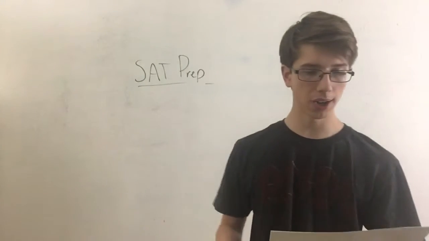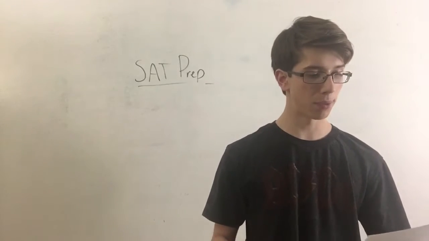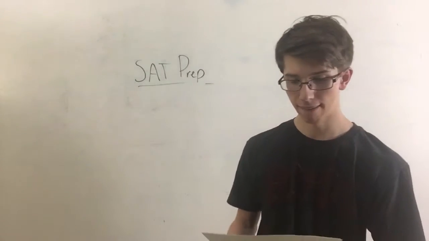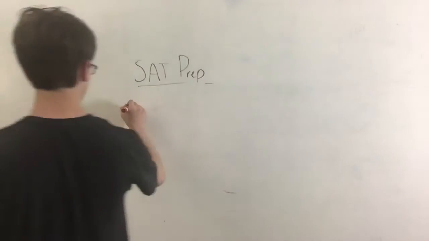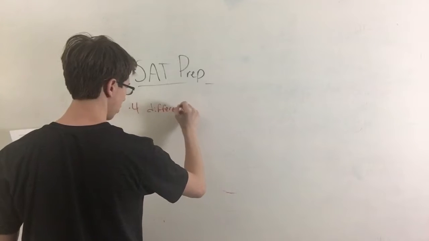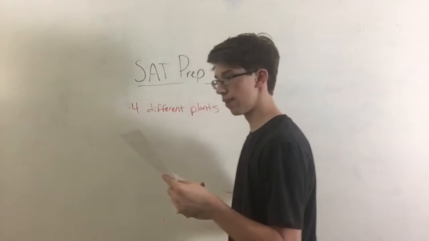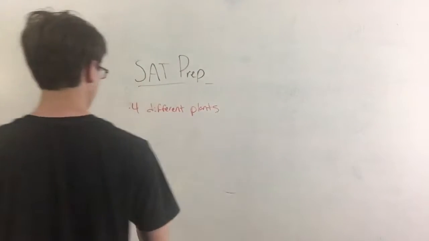So the scatter plot shows the height of 4 different plants after a month of time. Each plant was given a different amount of water per day. Okay, so we know that there are 4 different plants, so we're jotting down our keywords. Okay, and they were given a different amount of water per day.